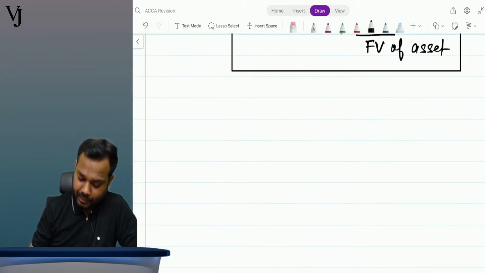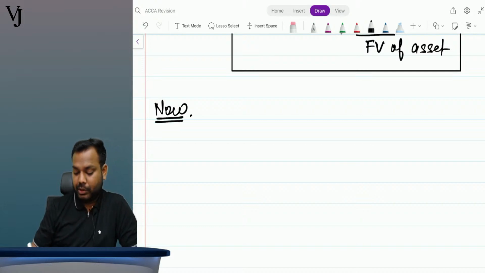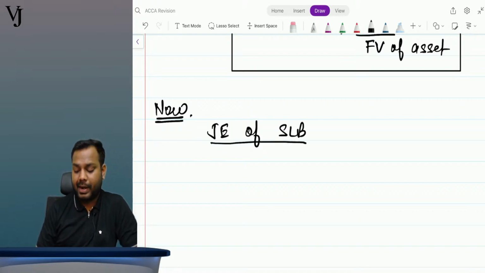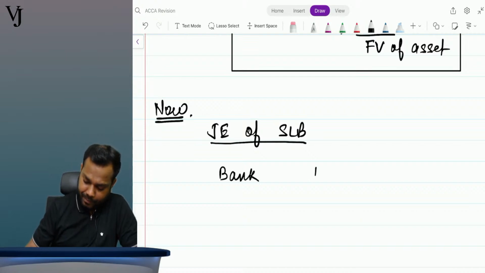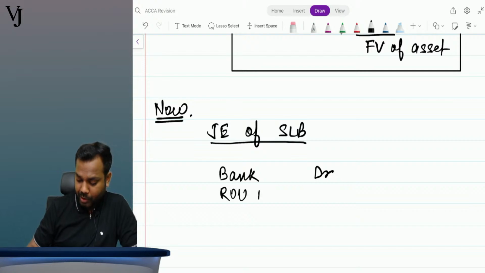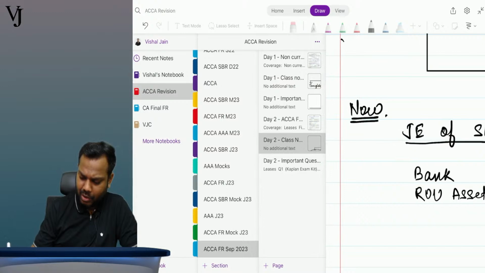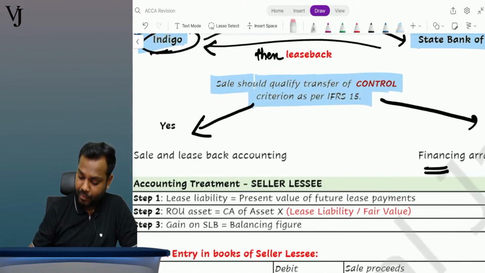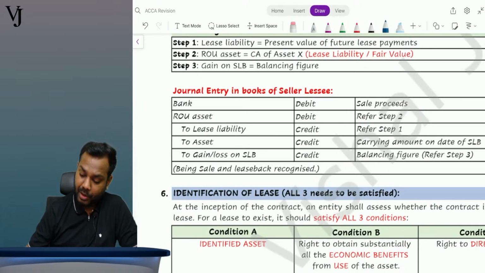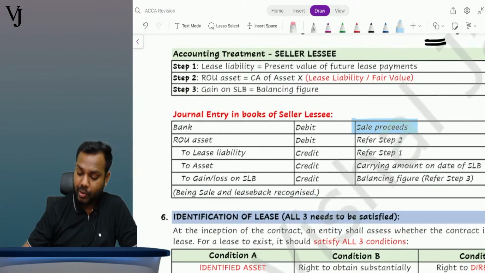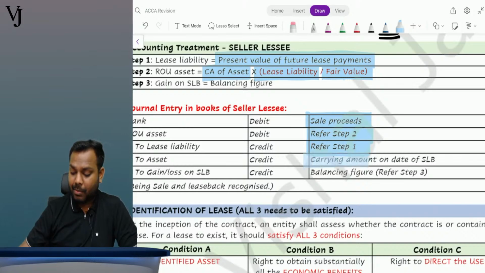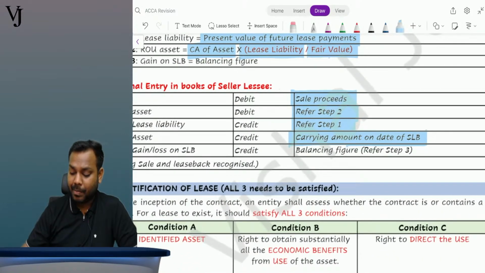Next part. The journal entry for sale and leaseback is: bank account debit, sale proceeds; ROU account debit. How come ROU? Carrying amount of the asset multiplied by the lease liability divided by the fair value of the asset. To lease liability at present value of the future lease payments. To asset, I will de-recognize the asset, at the carrying amount of the asset on the date of sale and leaseback. Gain or loss on sale and leaseback is the balancing figure.